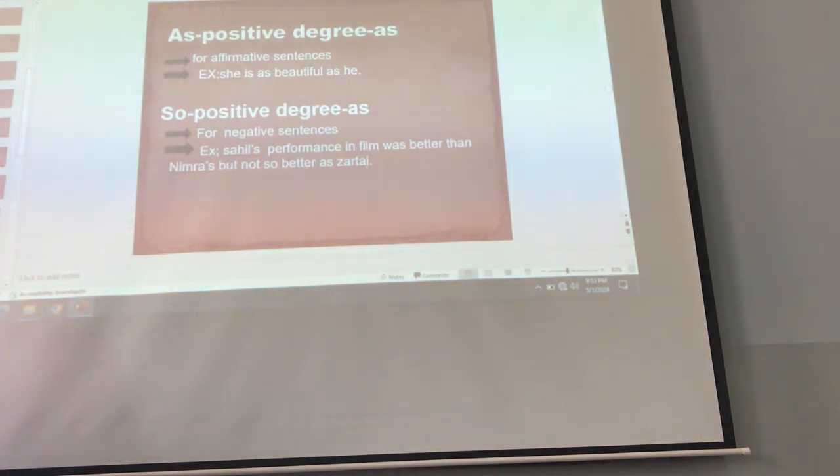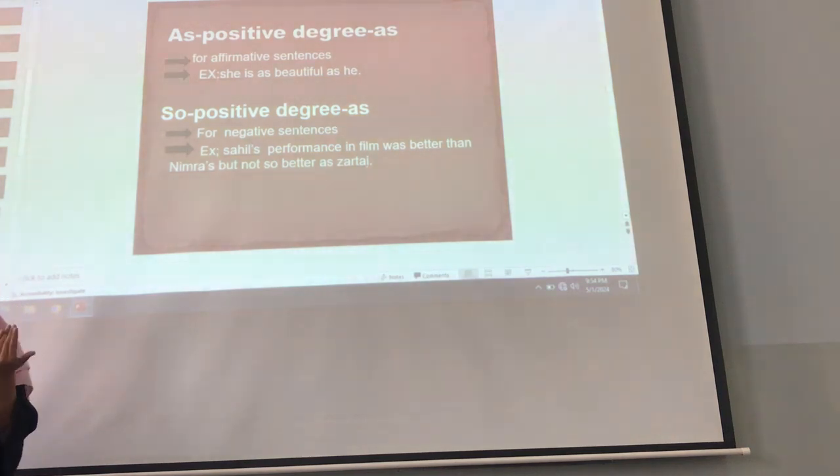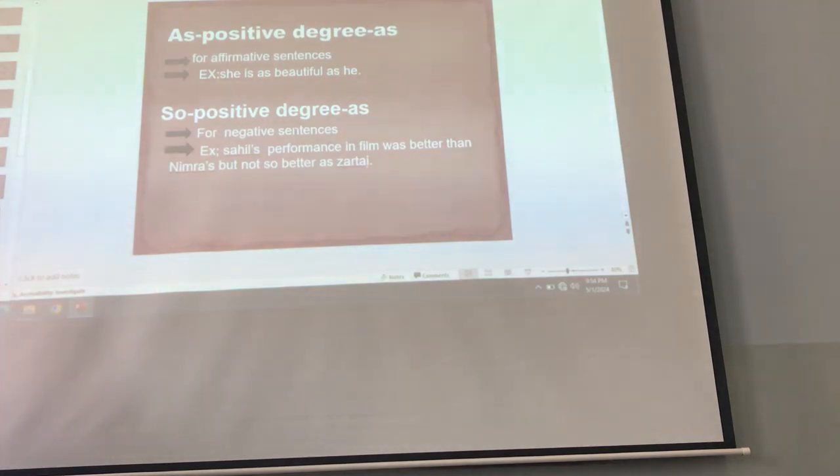The next one is "so", positive degree, and "as". But there is a little change: as you can see, there is no "as" at the first, there is "so". That's why it reflects negativity. And there is one more example here. Sahil's performance in the film was better than Nimra's, but not so good as Zertaj's.